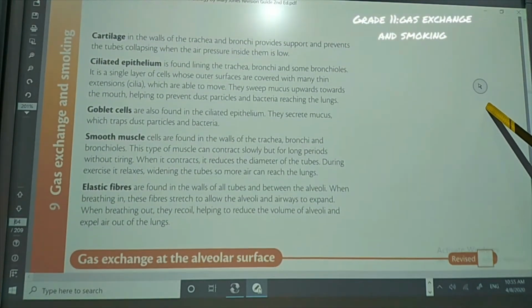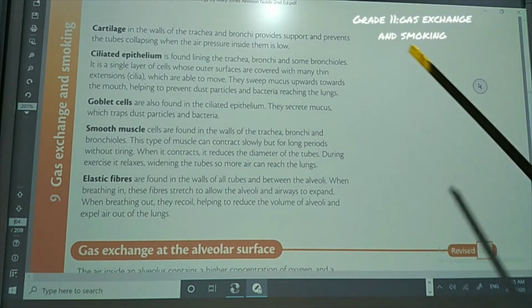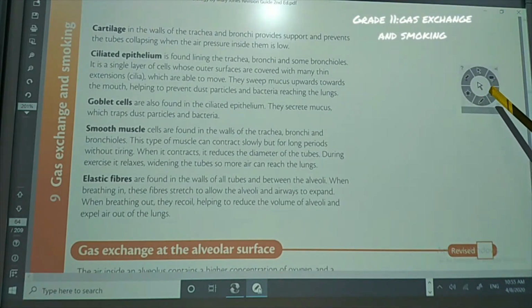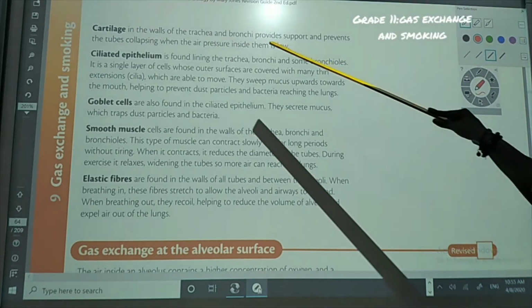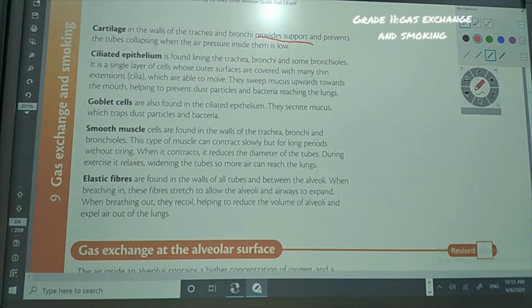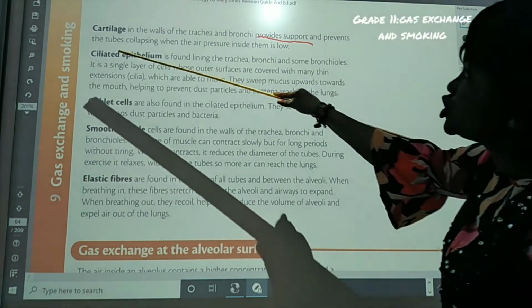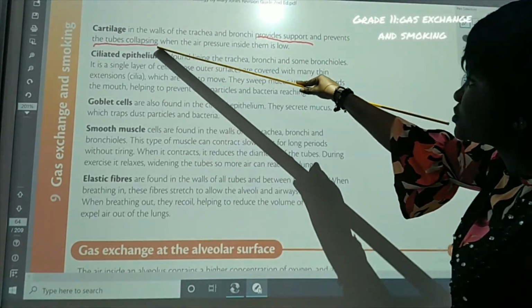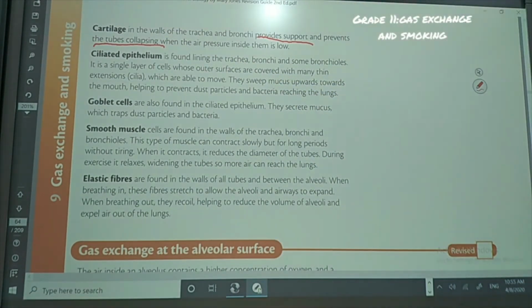Cartilage. What does a cartilage do? Provides support. Okay? It prevents the tubes from collapsing when the air pressure inside them is low. So the cartilage you can find in the walls of the trachea and the bronchi. What it does is it provides support.